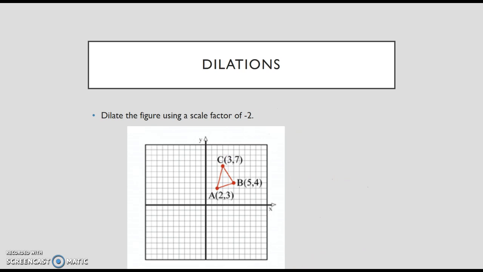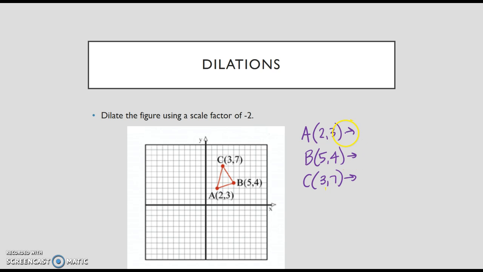The last transformation we looked at is a dilation. Okay, a dilation is making it enlarge or reduce based on the scale factor. So I'm going to dilate this figure using a scale factor of -2. That negative just tells me it's going to be reflected, and the 2 tells me it's going to be an enlargement. It's going to get bigger. Now this one gives us all the points, so I'm just going to write them off to the side. A at 2, 3, B at 5, 4, and C at 3, 7.